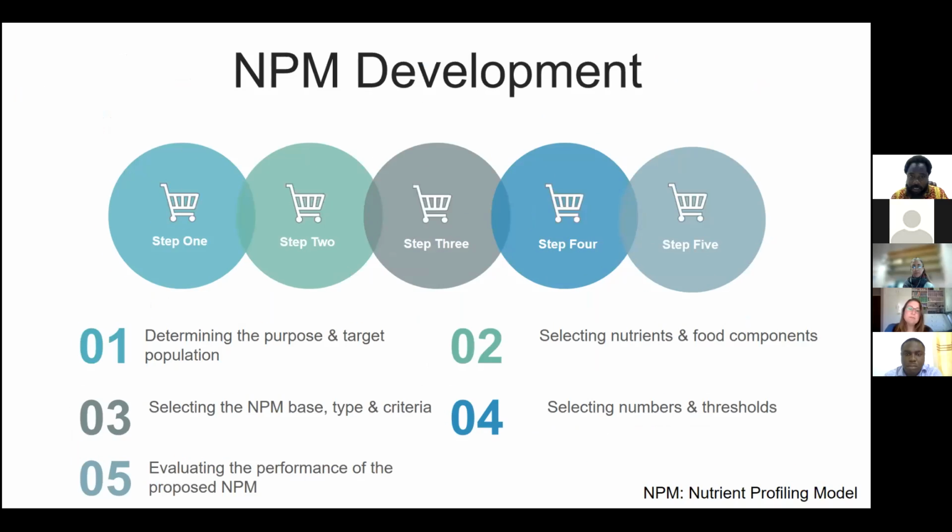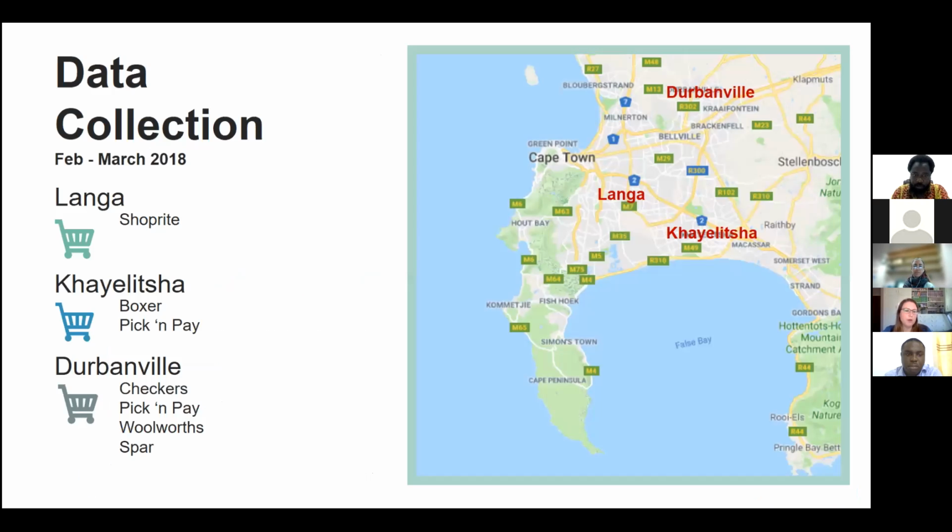So in order to develop a nutrient profiling model, it was important that we followed a scientific and stepwise process. And although these are presented as steps, in reality, the steps are very interrelated and interdependent, and decisions made in one step influence decisions in other steps. So the steps we followed were: 1, to determine the target and purpose population for the nutrient profiling model; 2, to select nutrients and food components to include; 3, to select the base, type, and criteria; 4, to select numbers and thresholds; and 5, to evaluate the performance of the proposed model.